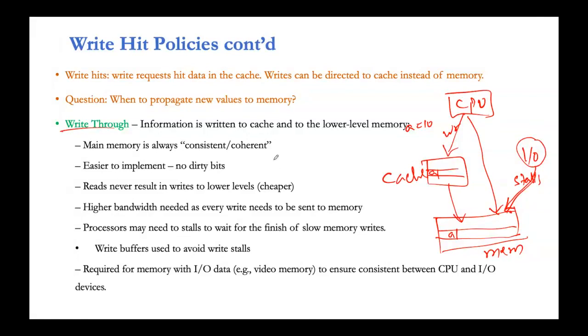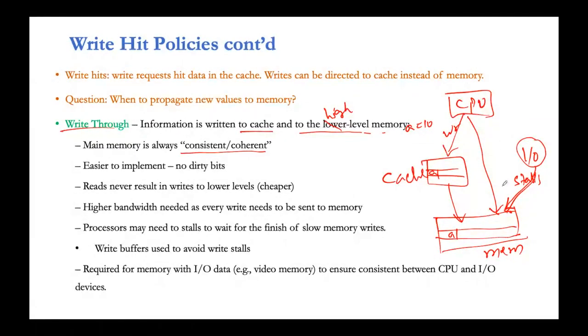So the write request to hit data in the cache line can be directed to the cache instead of the memory. So in this write through, the information is written to the cache and to the high level memory. The high level memory, that is your main memory, is always consistent.